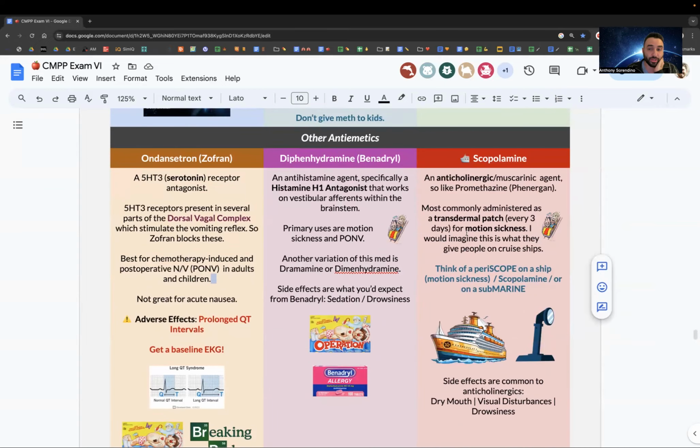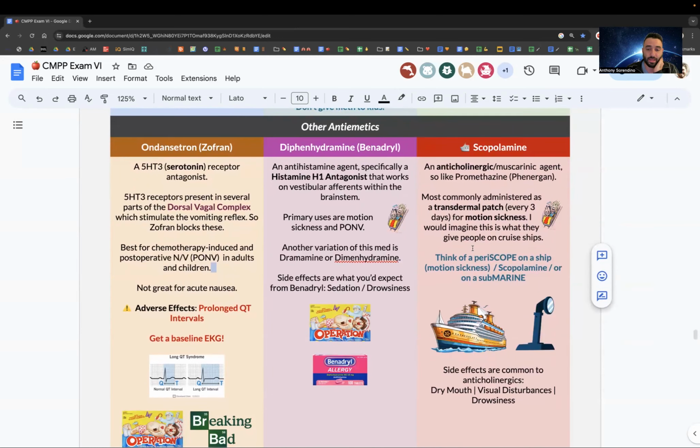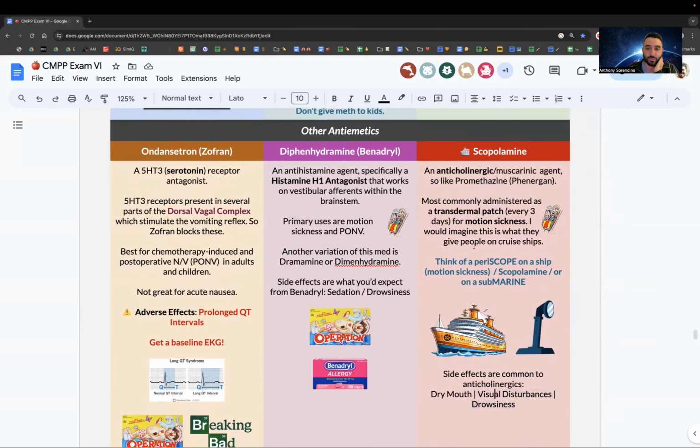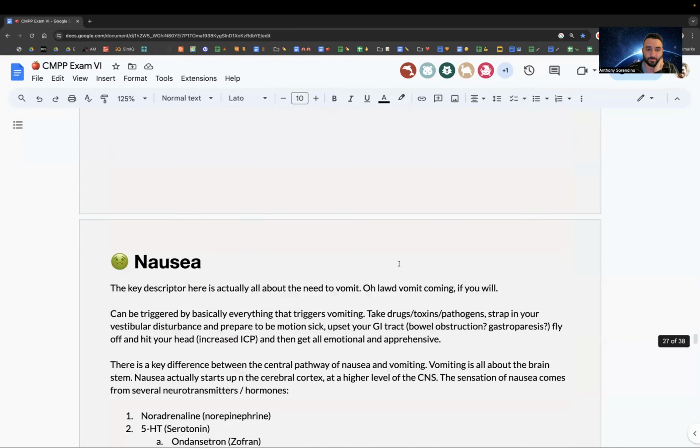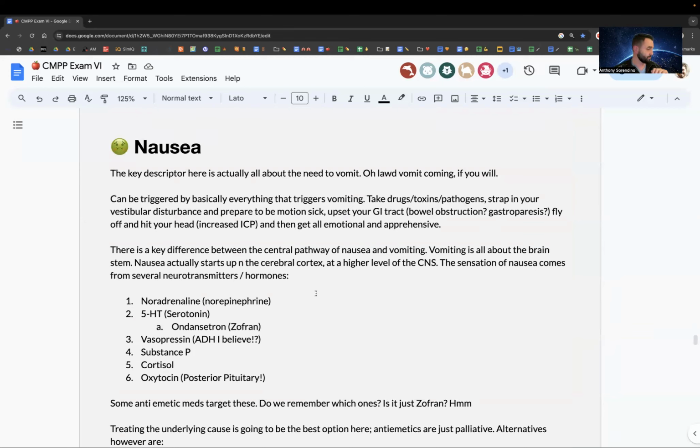Scopolamine, this is what they're going to give you on a cruise ship as a transdermal patch. So this also is used for motion sickness, but it's going to be used as a patch. This is also an anticholinergic. And that's pretty much it. Anticholinergics give you like dry mouth, visual disturbances, drowsiness, but just know that this one is a patch for motion sickness.